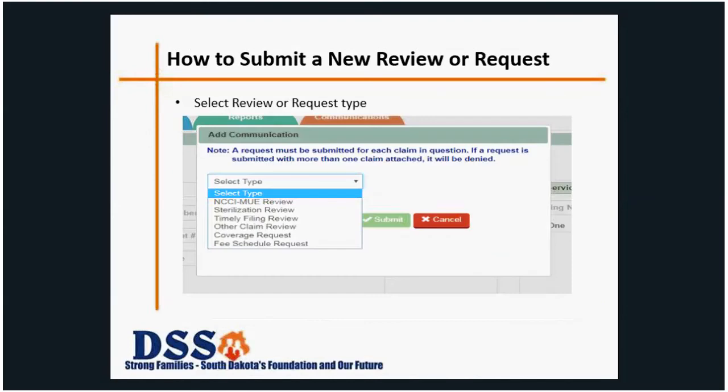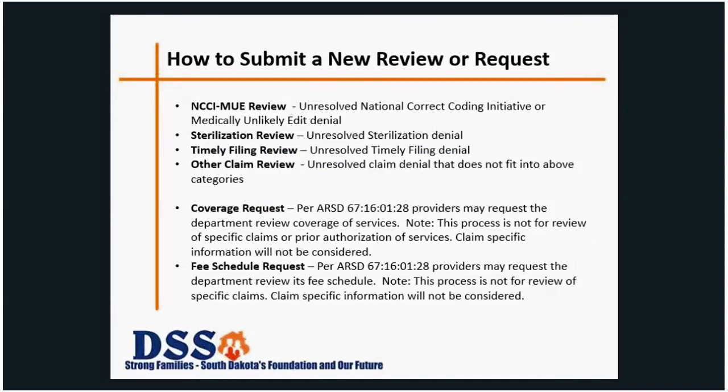So once you've selected that you want to add a communication, then you will have to select the type. You can see here that you have 6 different types that you can select from. So you select your type, it will give you a short description of what that type means, and then you will select Submit. The NCCI MUE review is for unresolved NCCI or MUE denials.